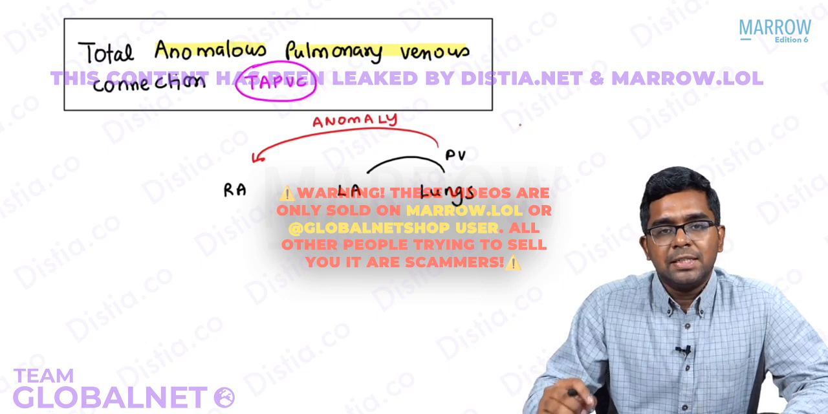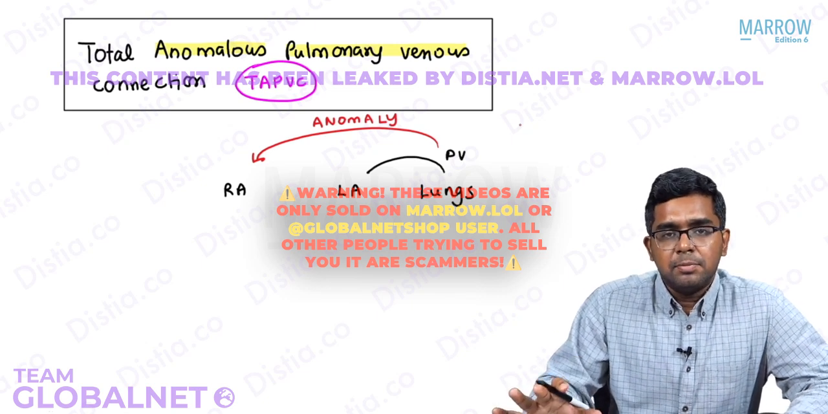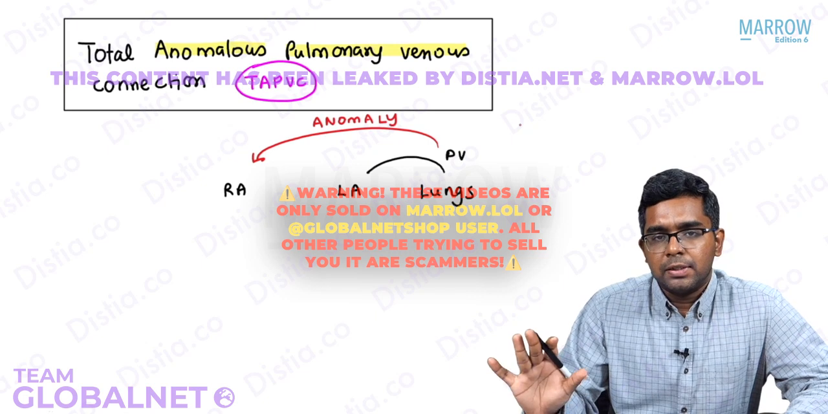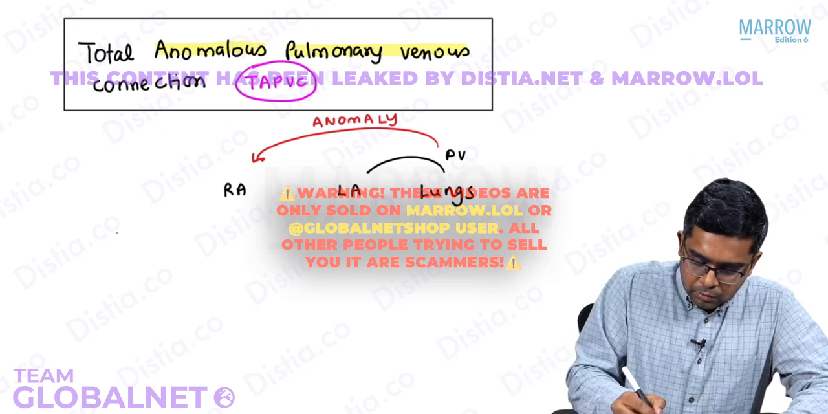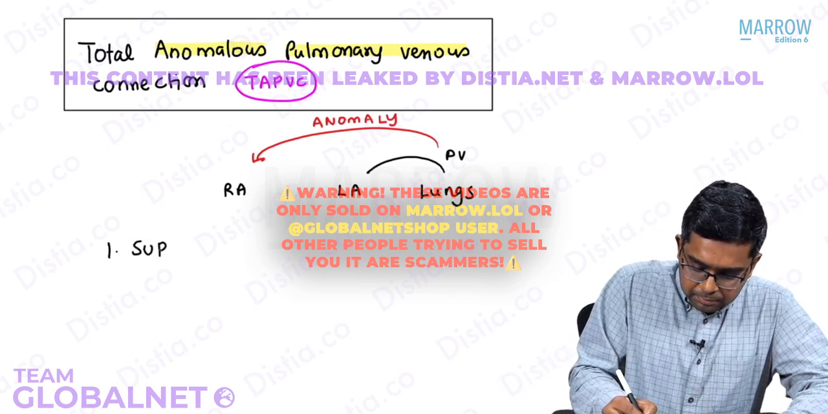Now we are going to see this in detail. Please remember that there are 4 types of TAPVC. One is the supracardiac type.